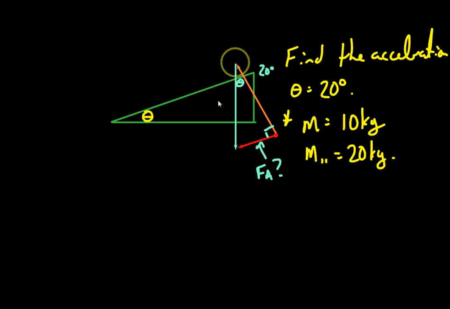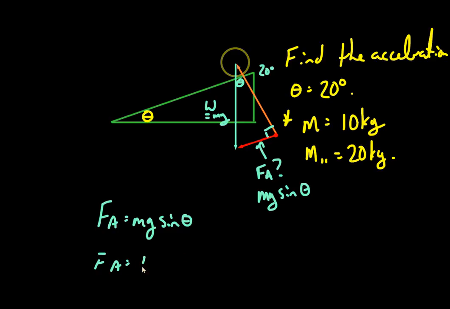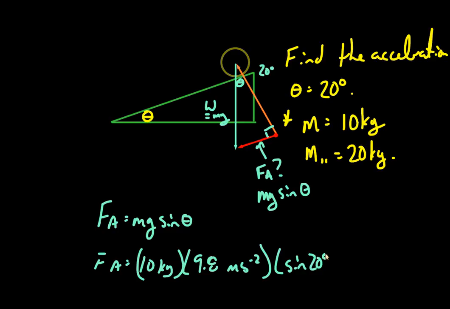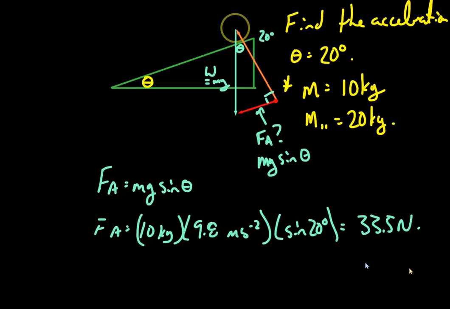So we learned if weight here is equal to mg, then FA is mg sine theta. FA equals mg sine theta. Solve for that. Mass was 10 kilograms. G, of course, is 9.8 meters per second squared. And we have the sine of 20 degrees. So that gives us about 33.5 newtons of force down the plane.